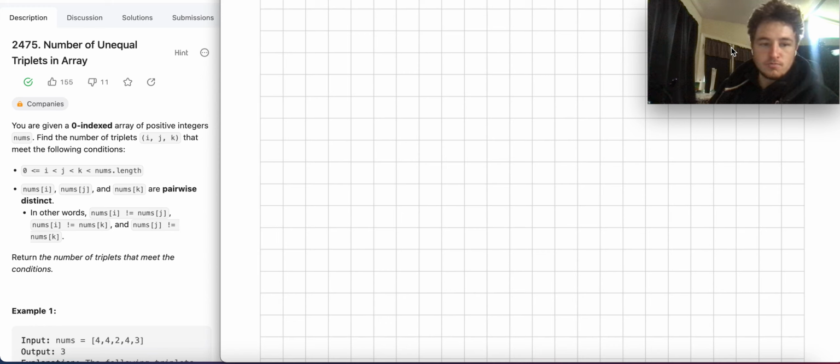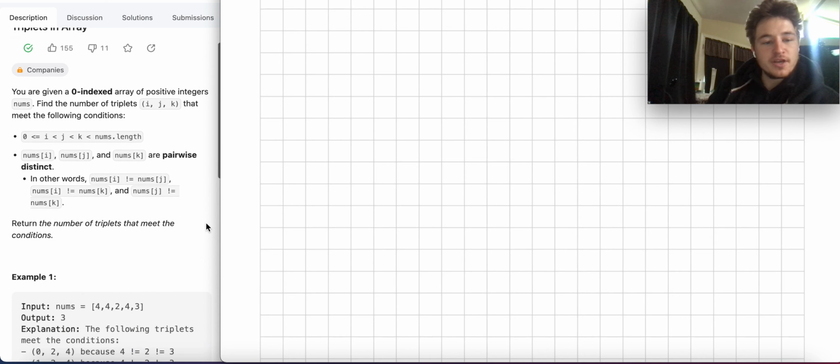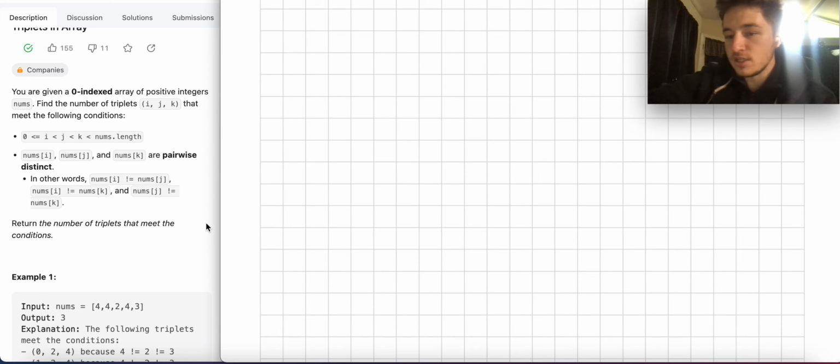Okay, so quickly, let's just go through this problem description. It's pretty simple. You're given a zero indexed array of positive integer nums. Find the number of triplets, i, j, k, that meet the following conditions. i is less than j, less than k. That constraint just exists so that you don't count the same triplet twice, right? So it's a combination, not a permutation. The order in which you select items doesn't matter, only the fact that you select those items.